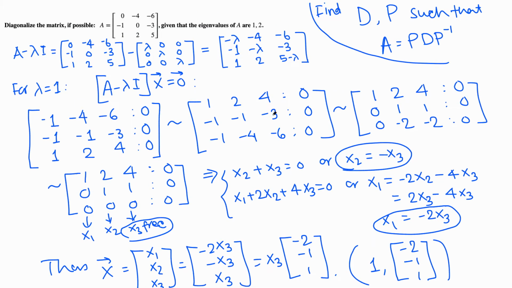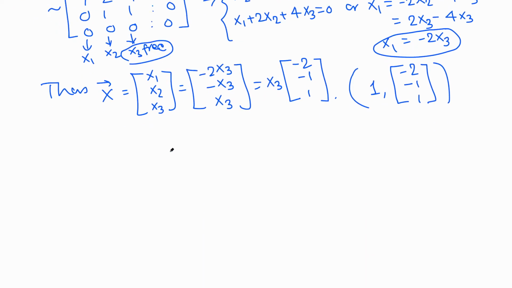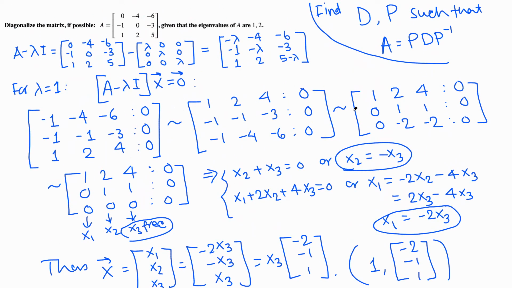Now we need to do the same work for lambda equals 2. Look, this is a 3 by 3. We needed 3 eigenvectors, linearly independent. We just have 1 now. So hopefully for lambda equals 2, we will get a two-dimensional eigenspace, or 2 eigenvectors, linearly independent. So let's do the same work. So I'm going to erase and just copy these lines. Okay.